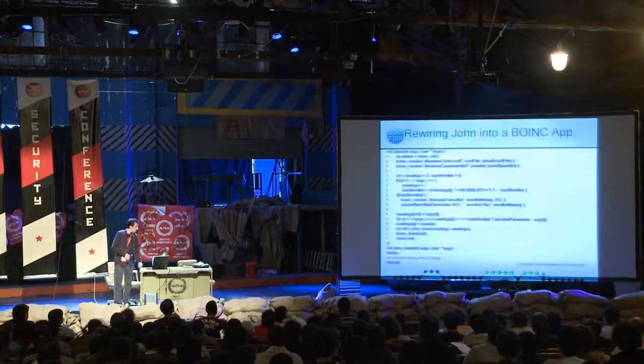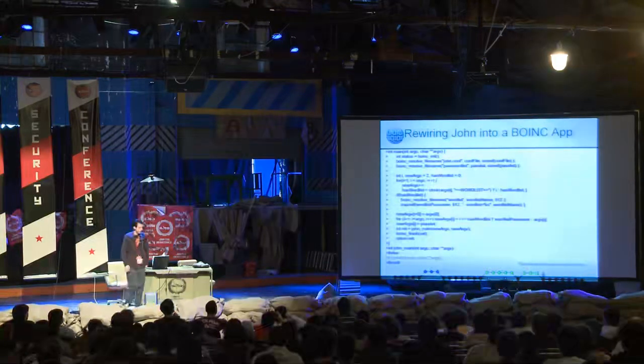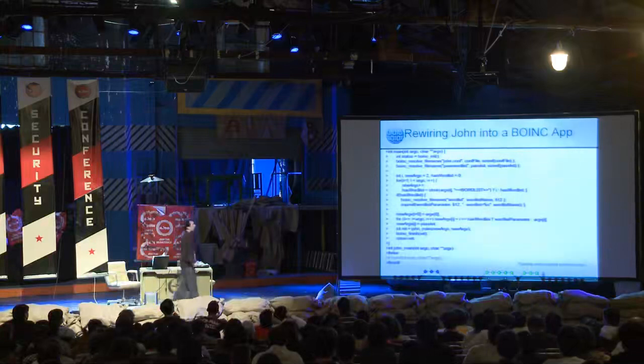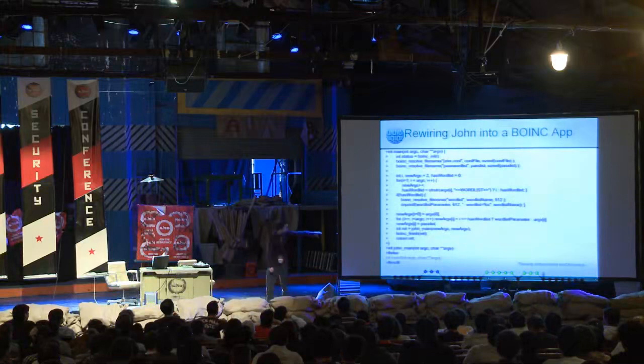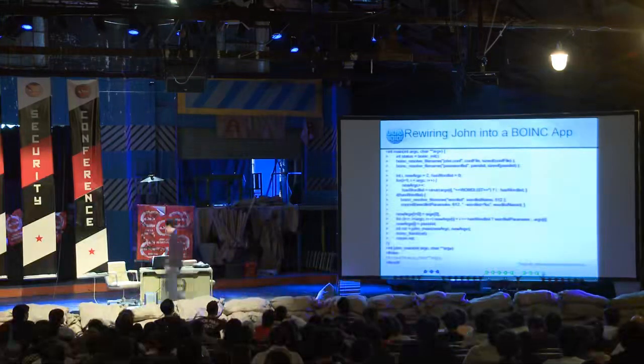So John the Ripper goes into Boink pretty easily. It was a little tricky. The patches are in the material, so you don't have to do the work that I did. We just rewrite main like we did before, and we build up the command line arguments.